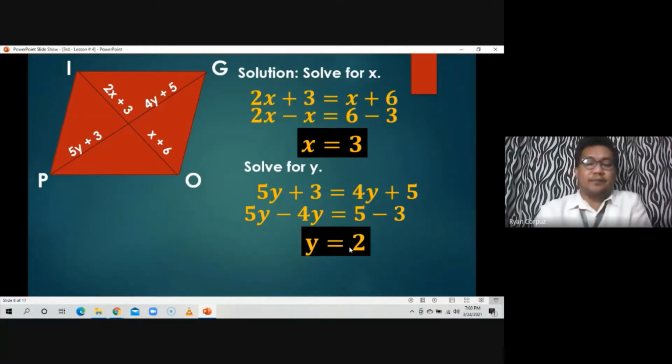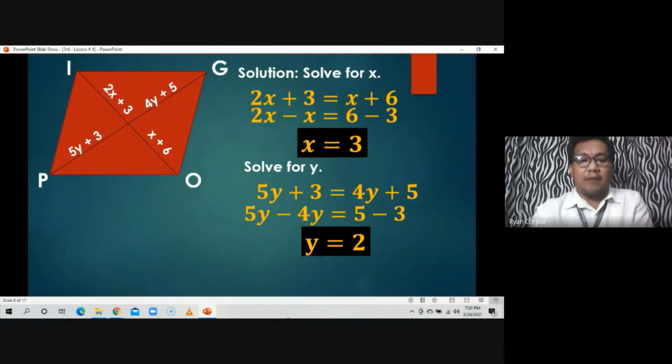Paano? Substitute mo lang yung x dito. Ang value ng x ay 3. So, 3 plus 6 is equal to 9. Kung 9 to, 9 din to. Then, the value of y, that's 4 times 2, that would be 8 plus 5, that would be 13. Kung 13 to, 13 din to.